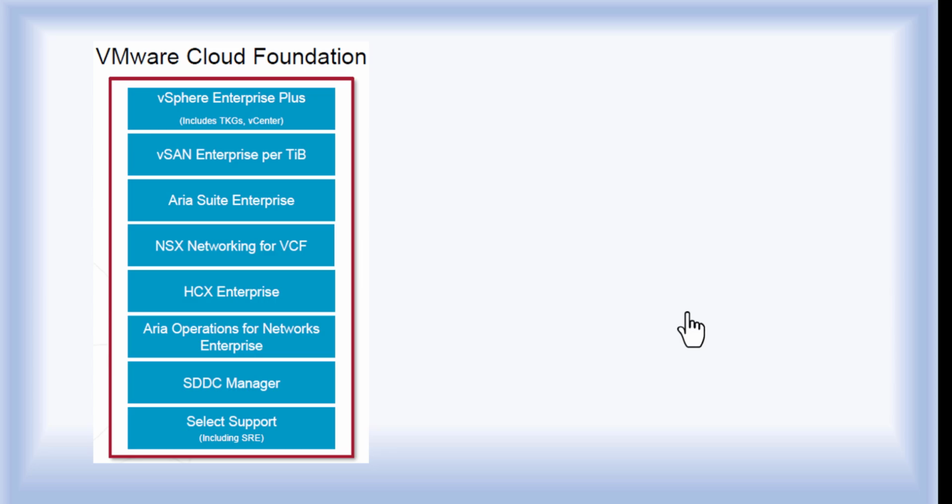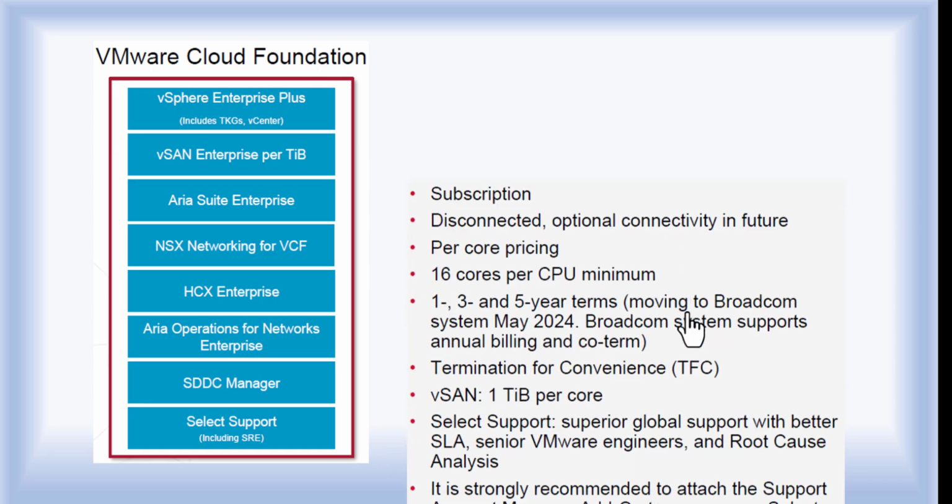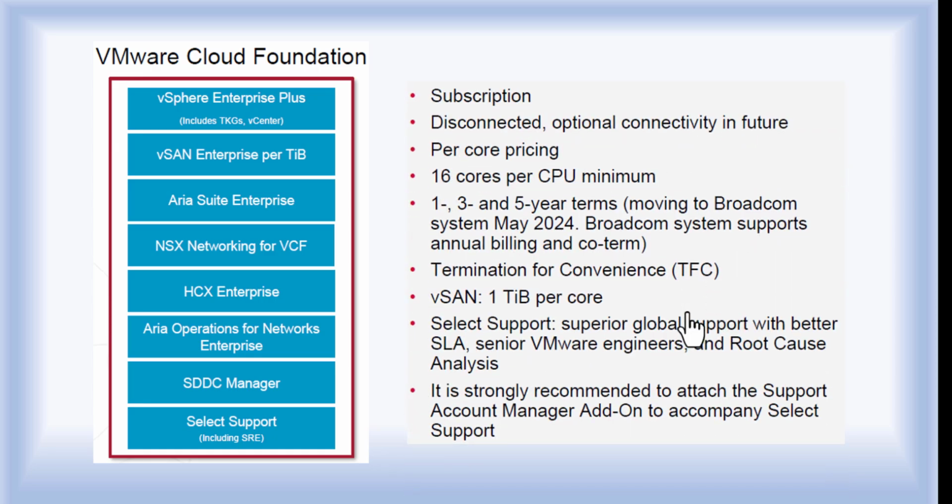But absolutely you need the SDDC Manager inside, because you have to manage your workloads, workload domains, and everything with it. And like the previous slides, the minimum amount of CPU is 16 cores per CPU, and the subscription model is like before. You can have vSAN at 1 terabyte per core, and lots of different add-ons will be available, more than VMware vSphere Foundation or VVF.